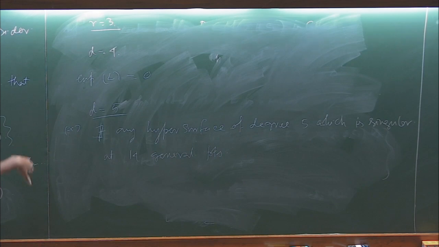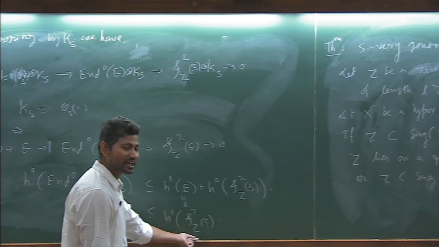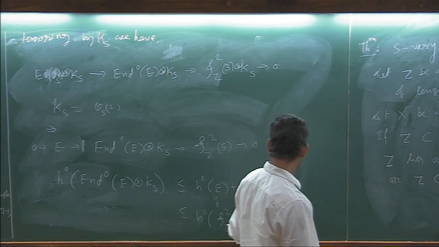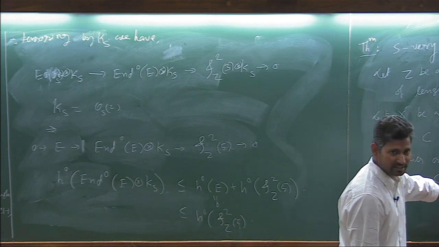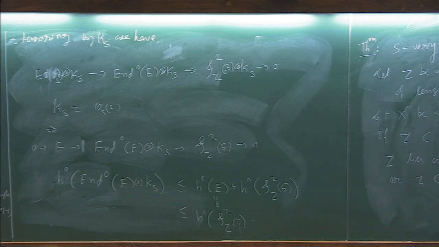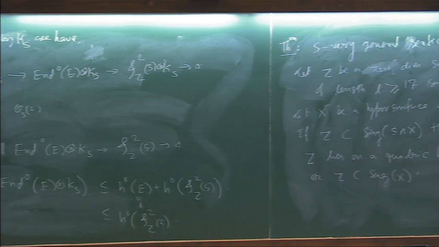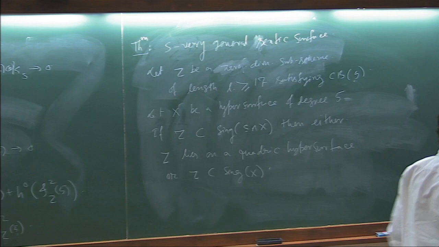General point in the sense which imposes independent conditions. So now this theorem says that if there exists a hypersurface section which is singular along Z, then that is a singular quintic hypersurface, right? But Z has always length greater than or equal to 17.